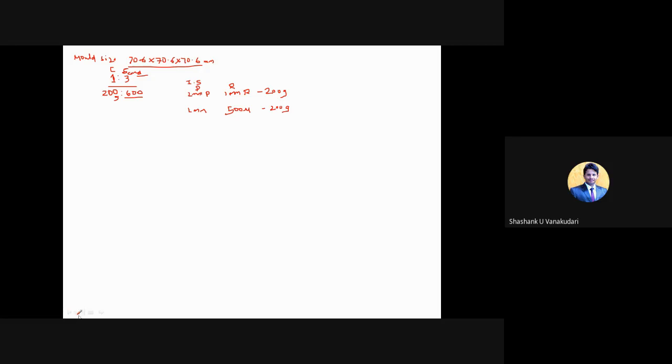And then 500 micron passing, and then 90 microns retained. This is 90 microns retained, that is 200 grams. So we need to take the sand in three different variations with respect to sieve size.